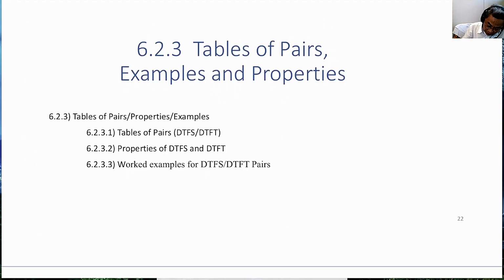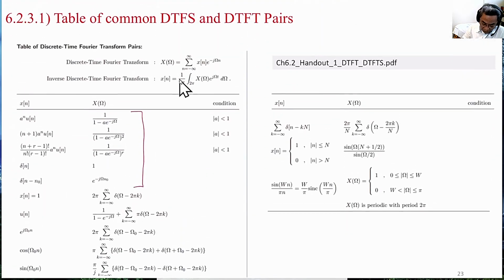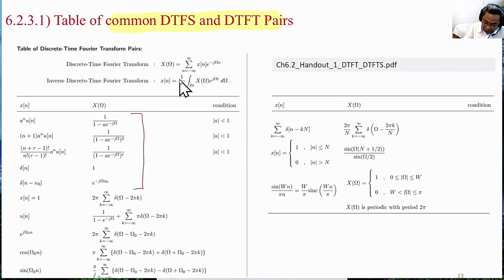Welcome back. This is 6.2.3. We'll introduce a table of pairs of Fourier transforms. We'll go through some examples and discuss the properties. Let's look at the common DTFS and DTFT pairs.